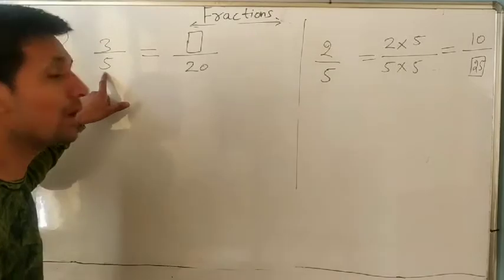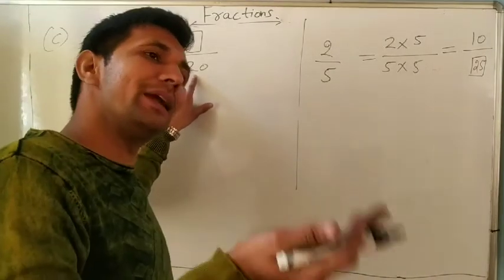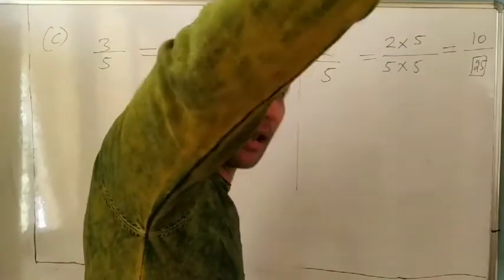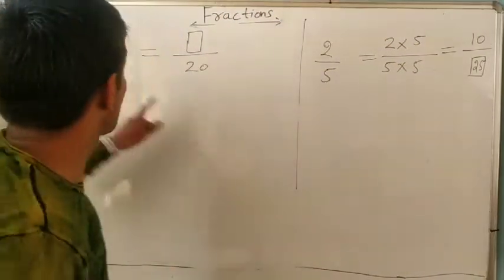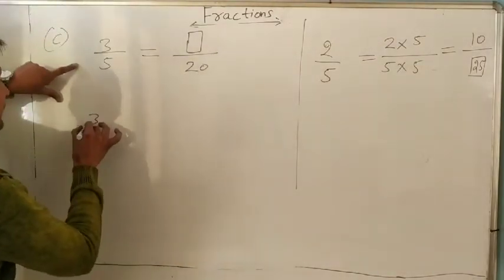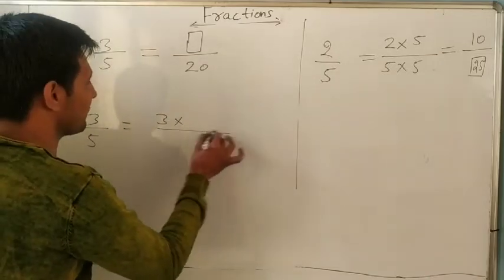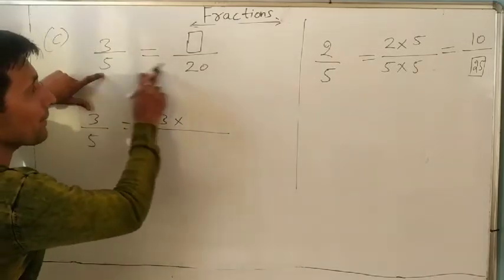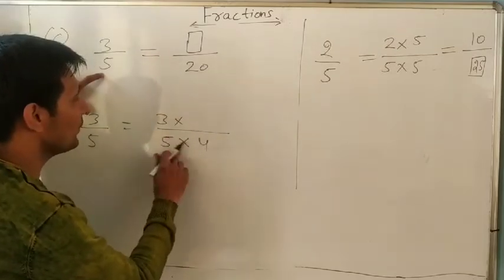Greater number. It means we have to multiply or divide. It means we have to multiply, because if we multiply by any number, we get a large number, and if we divide a number by any number, we get a smaller number. So what number you multiply by 5, then you get 20? 3 upon 5, 3 multiplied by some number. So 5 into 4, 20.